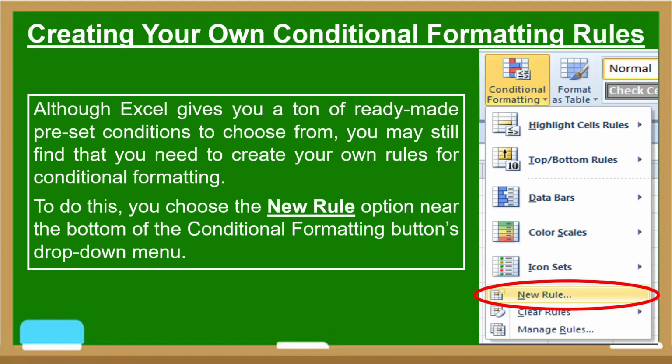Now although Excel gives you a ton of ready-made preset conditions to choose from, you may still find that you need to create your own rules for conditional formatting. To do this, you choose the new rule option near the bottom of the conditional formatting buttons drop-down menu.